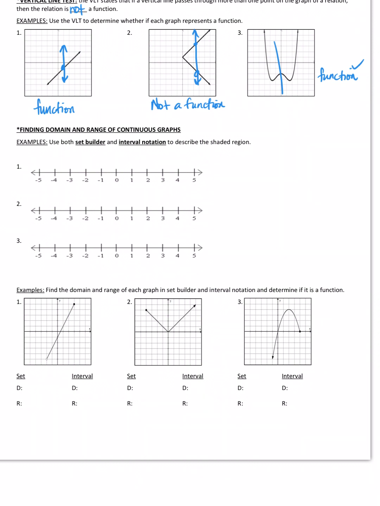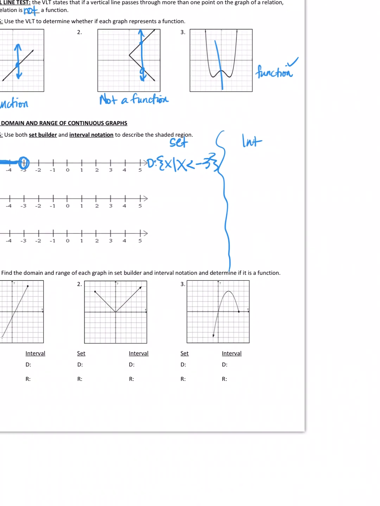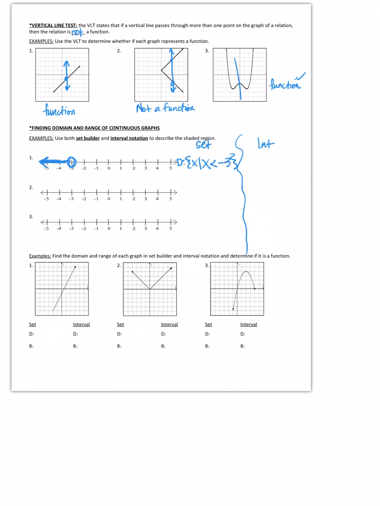So let's say I had a graph that looks like this, -3, and it's shaded to the left. I'm going to put set builder on the left, and I'm going to do interval notation on the right, okay? So set builder for domain looks like this: x such that, now notice x gets smaller, so x is less than -3. I use less than, not less than or equal to, because it's an open circle. To put this in interval notation, I read from left to right. This is like going to negative infinity, right? So it's negative infinity to -3 with a parenthesis.